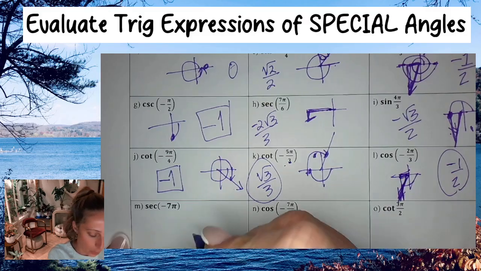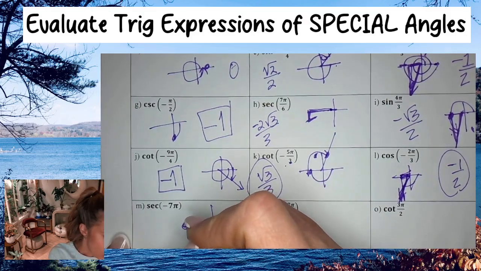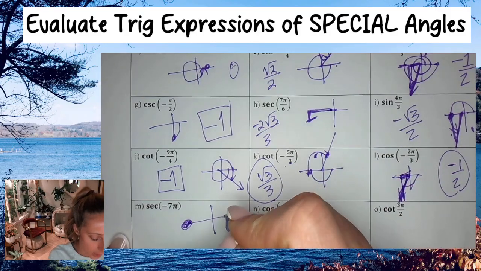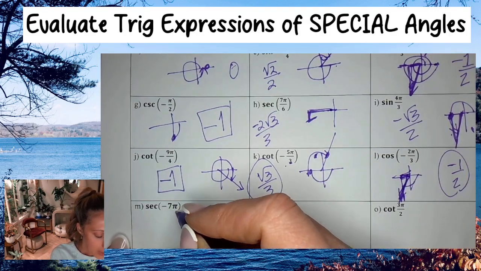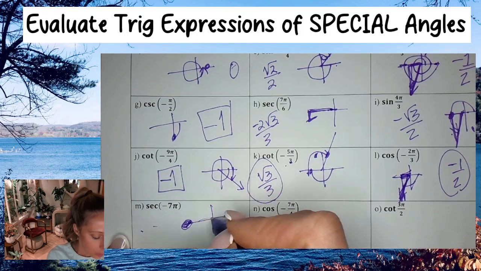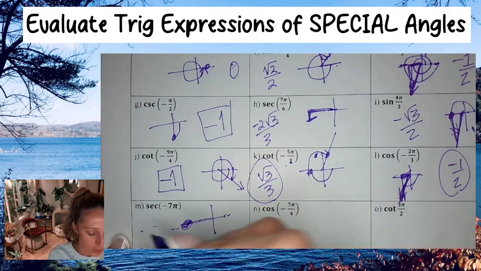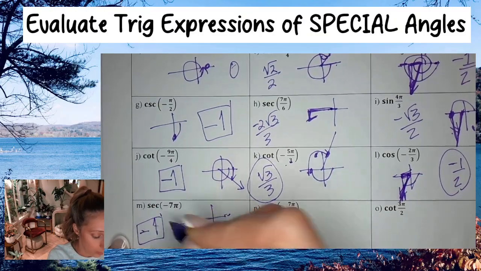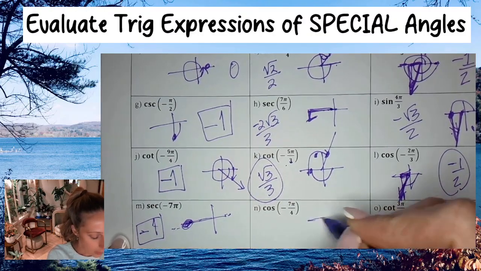Secant, reciprocal of cosine again, of negative 7 pi. All of the odd pi's land here, I can promise you that. All of the even pi's will land here. Secant goes with the x value. Negative 1 is the x value. The reciprocal of negative 1 is negative 1. Done.